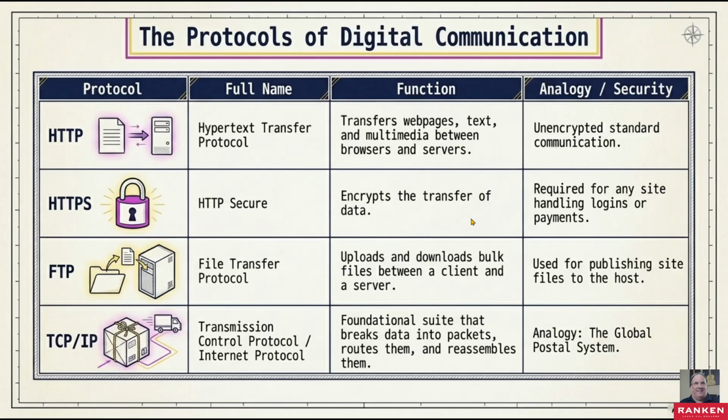So here are the protocols of digital communication. HTTP is the Hypertext Transfer Protocol. A protocol is basically a set of rules. So all browsers like Chrome, Edge, Firefox, etc., have been built to handle HTTP and HTTPS protocols, right? They have to follow certain rules. This is how things work. These are the kind of error messages.